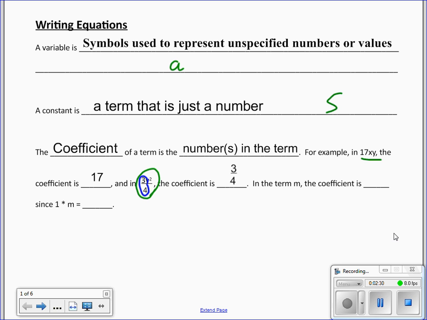In the term m, that's a term. I can have m plus 3. The m is a term, the 3 is a term, right? The coefficient is 1 here. I didn't see 1. Well, we've said m is seen as 1m, since 1 times m is the same as just m. And that's what 1m means. It means 1 times m. So the coefficient, if there is none, it is 1.